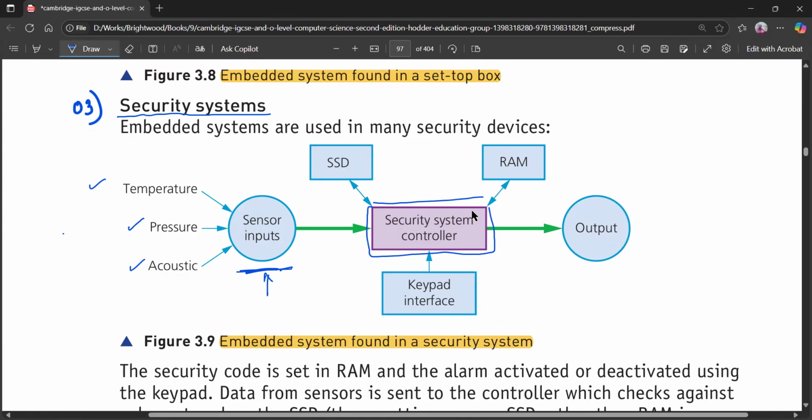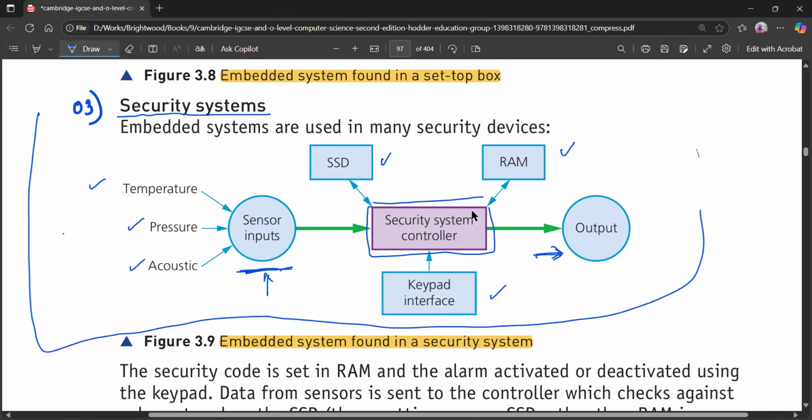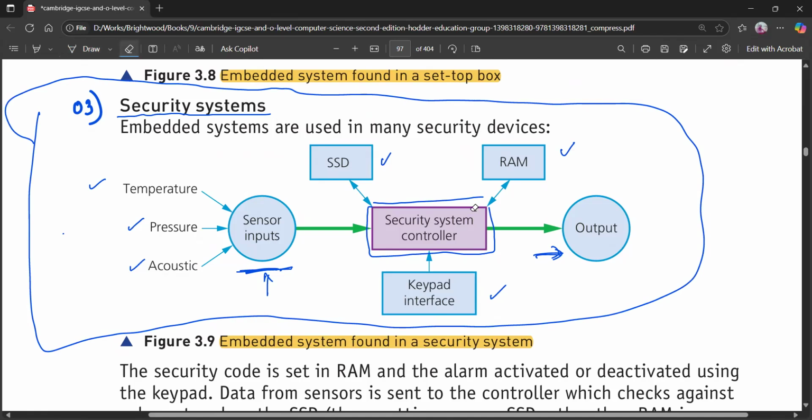For processing that, there can be an SSD, RAM, and keypad input. According to that, they process and provide the relevant output. That is what runs when you are using an embedded security system. These are the main components that can be seen in the security system.